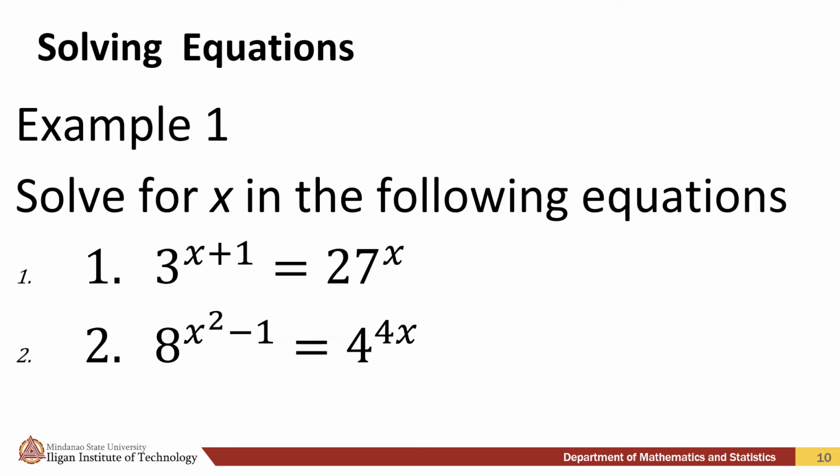We now try to solve the following equations. Solve for x in the following equations. Number 1, 3 to the x plus 1 is equal to 27 raised to the x. Number 2, 8 to the x squared minus 1 is equal to 4 raised to the 4 times x.